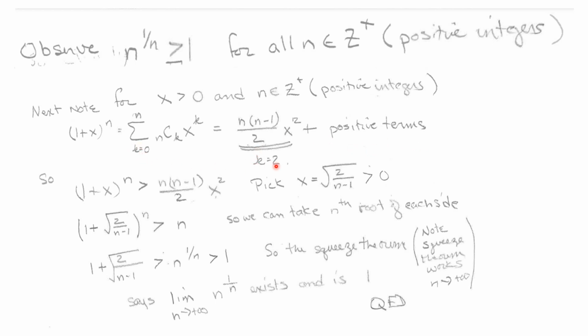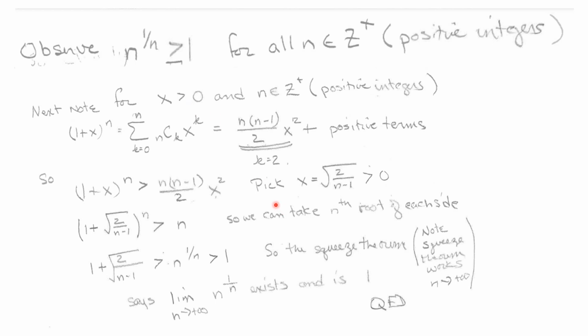But in particular, when k is equal to 2, this is going to be n choose 2 times x squared, and n choose 2 is n times n minus 1 all over 2. So you see what happens is when we expand this using the binomial theorem, we get a bunch of positive terms and this thing which is also positive. So that means that this left-hand side must be bigger than that because we're adding positive terms to get that. So we can conclude that 1 plus x, whole to the n, is bigger than n times n minus 1 over 2 times x squared for any x bigger than 0.